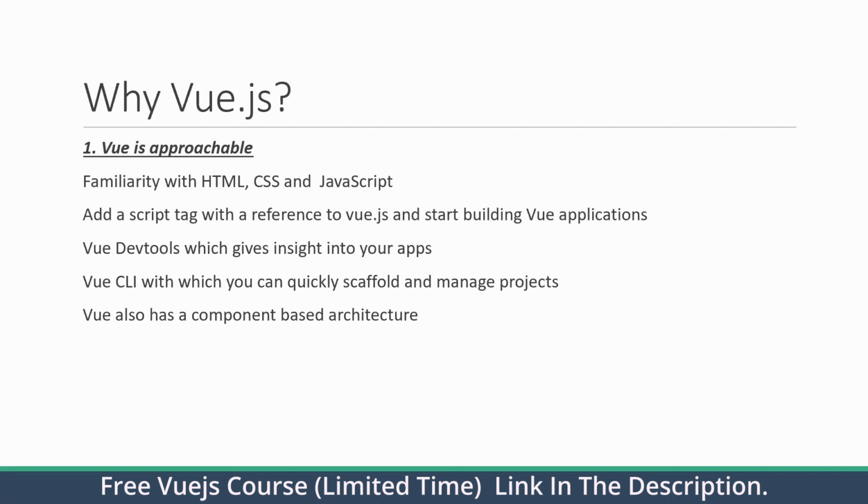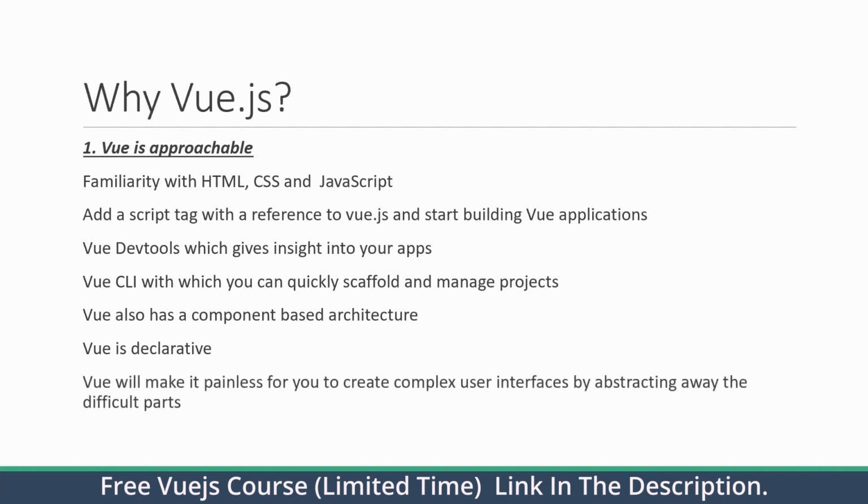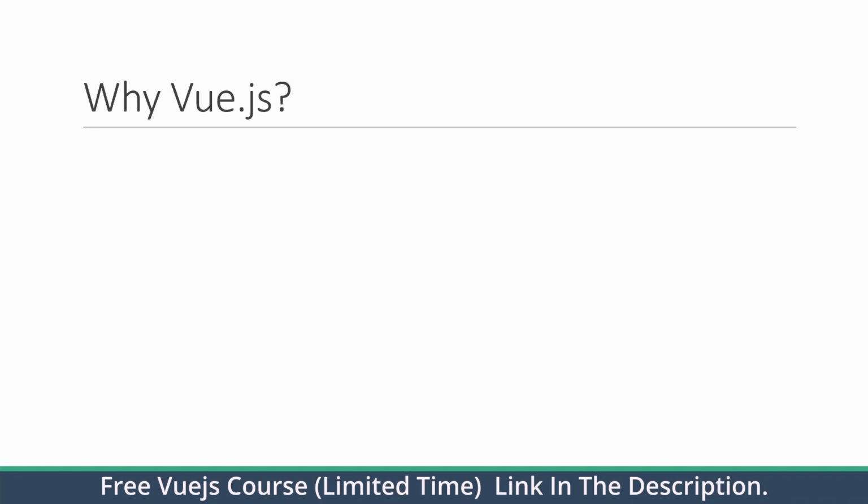Another important point is that Vue is declarative. And what does that mean? Well, basically, we just have to tell Vue what we want the UI to look like, and Vue will do the hard work of ensuring the DOM is modified to reflect the UI. This is in contrast with the imperative programming model, where we usually list down the steps explicitly and ask the library to do one thing after the other. The bottom line is that Vue will make it painless for you to create complex user interfaces by abstracting away the difficult parts.